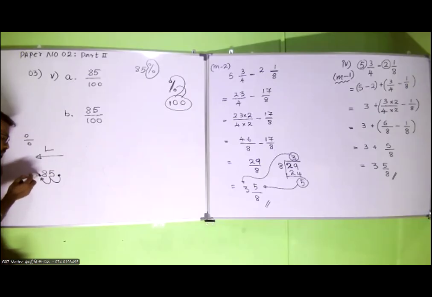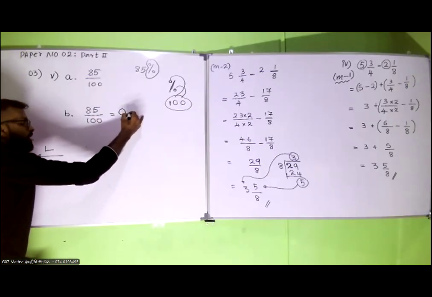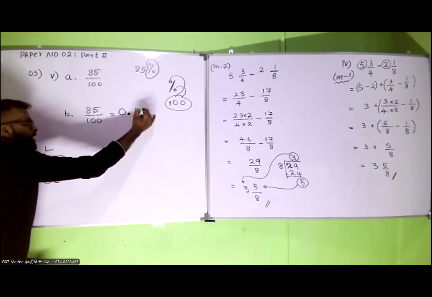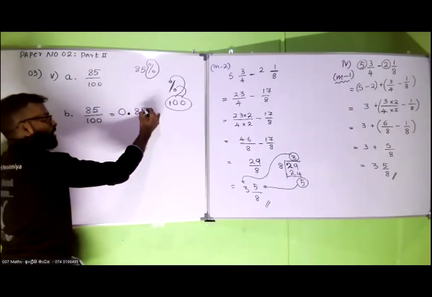So your decimal point comes here, in the middle, in front of 8. So here you have the decimal point, and in front of this decimal point you put 0. Right? So your final answer will be 0.85. So this is your final answer.